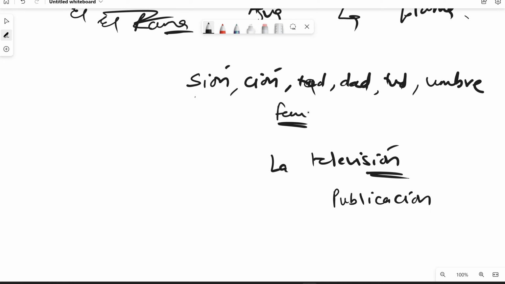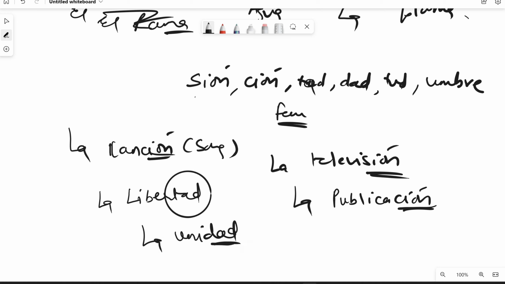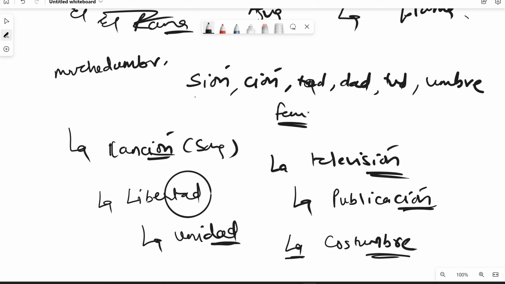Publicación, again ending in sión, la publicación. Canción, which means a song, ending in sión, la canción. Libertad, which means freedom or liberty, ending in tad, la libertad. Unidad, which means a unit, ending in dad, la unidad. Costumbre, which means a custom or habit, ending in umbre, la costumbre. Muchedumbre, ending in umbre, again feminine, la muchedumbre.